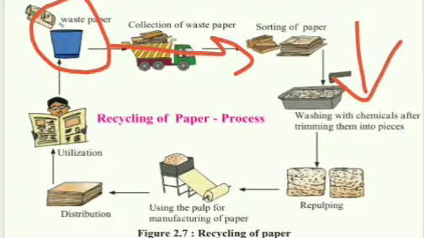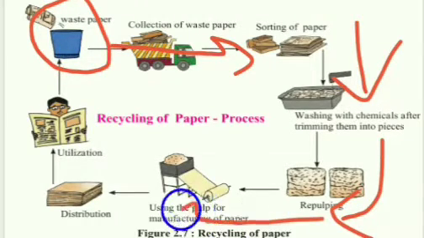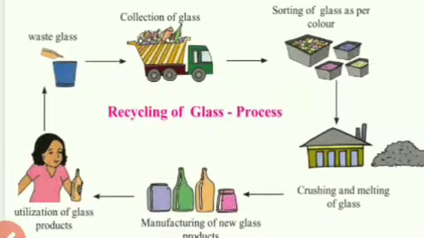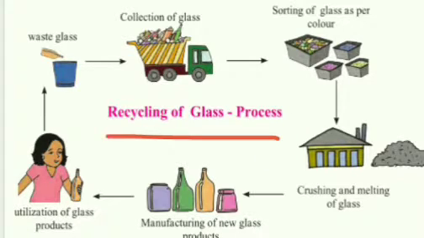After washing the paper with chemicals, the paper is turned into pulp, and with the help of this pulp, new paper is produced, which can again be sent to the market for utilization. So this is how paper can be recycled. After recycling of the paper, let us see recycling of glass, which is also important.